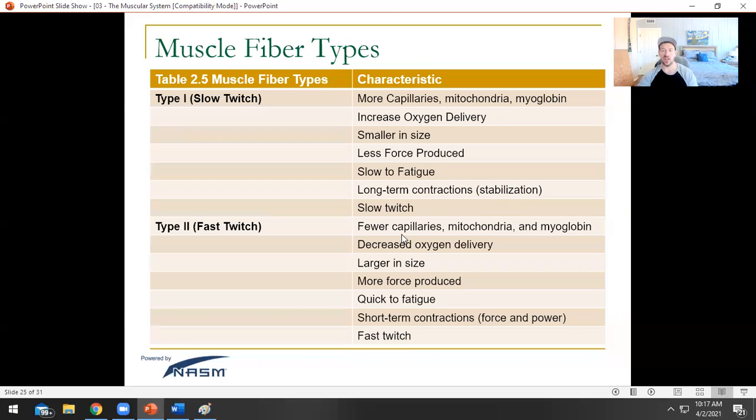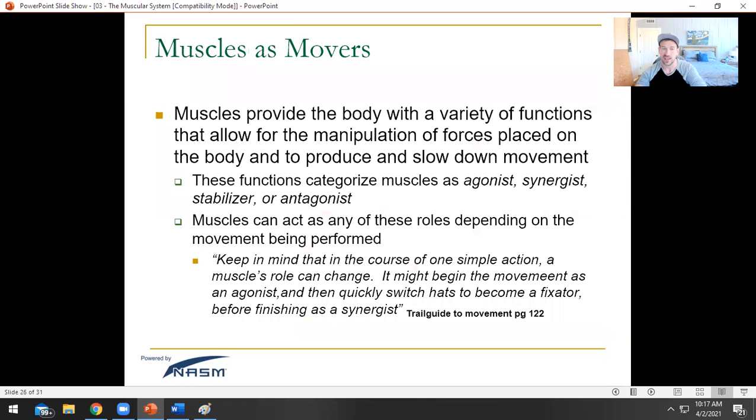So fast twitch fibers have fewer capillaries, therefore less blood flow, therefore less mitochondria, therefore less myoglobin, and decreased oxygen delivery. But they tend to be a lot larger in size. They can produce way more force, but they tend to be pretty quick to fatigue. These are used for your short-term contractions, things like maximum force or maximum power. These are your fast twitch fibers.